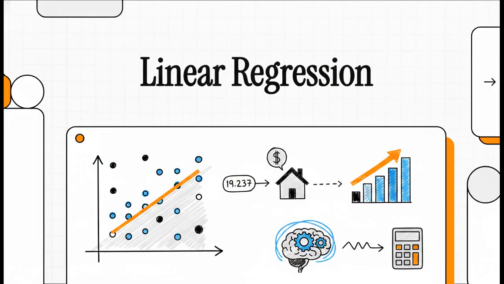When most of us hear AI, we immediately picture chatbots or, I don't know, self-driving cars. But underneath all that flashy stuff is this massive need to predict real-world continuous numbers. Think about predicting a house price or forecasting next month's sales. That's exactly what linear regression does, and we're going to show you how.